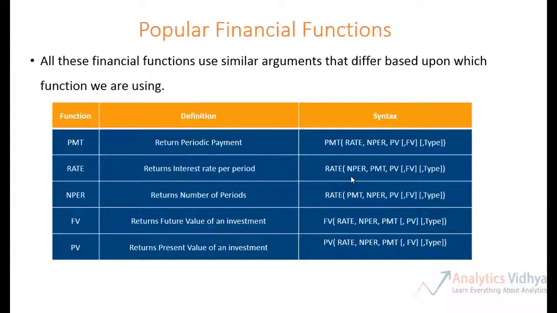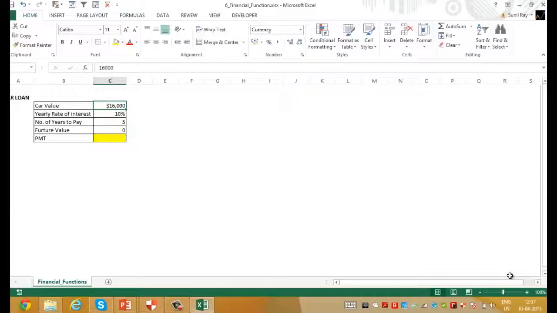Let's move to Excel and understand it using an example. Let's assume I want to buy a car that costs $16,000. The bank is financing it with a 10% annual interest rate for 5 years. Now I want to know my monthly EMI. Here I have mentioned the future value as 0 because after 5 years we'll settle the amount and the loan amount would become 0. Now to calculate EMI, we'll make use of the function PMT.